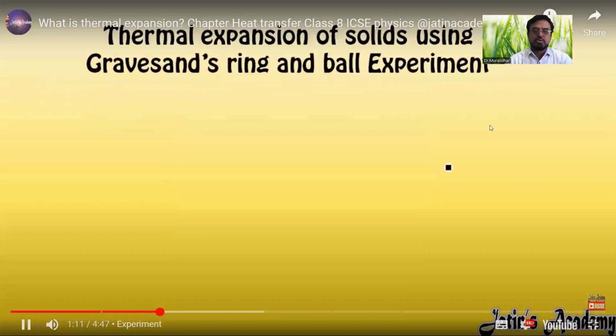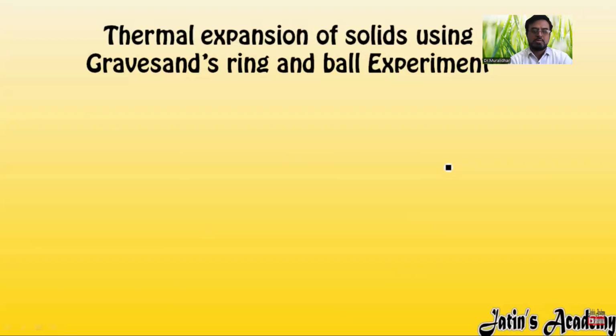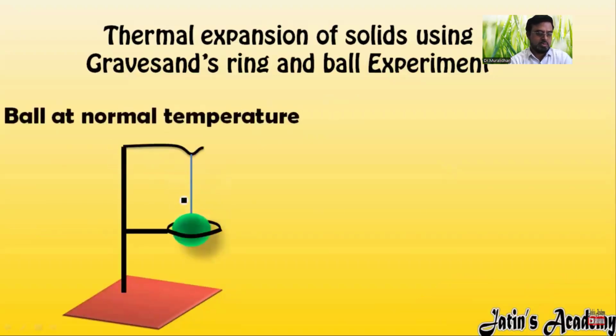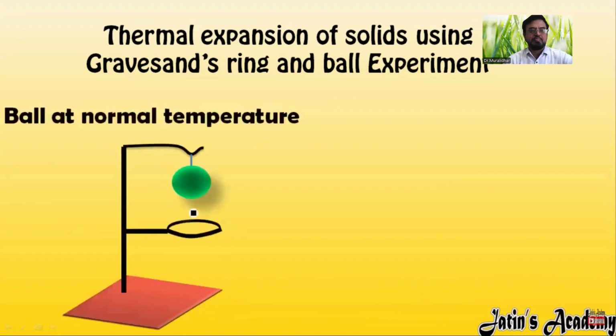Here we have one simple experiment. Lengthwise, base, height wise, area wise, okay? The experiment of thermal expansion using Gravesande's ball and ring experiment. See carefully what is in this experiment. This is the apparatus of this experiment. Actually, this is a ball which is at normal temperature, meaning this ball is not heated up. This ball is at room temperature. Whenever I pass the ball through this hole, this ball will easily pass through the hole. Okay?